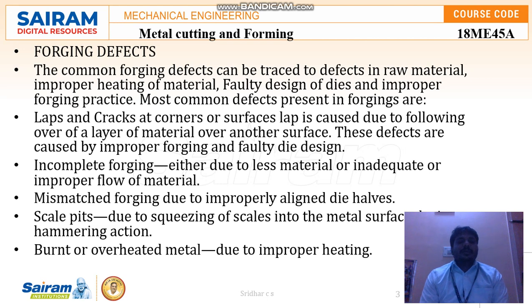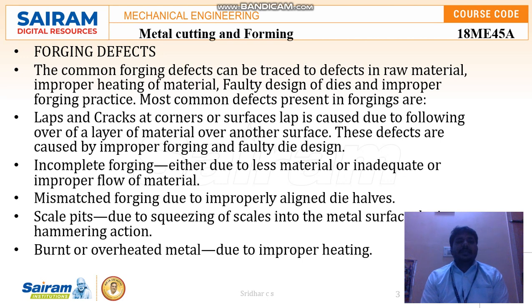Coming to the next one, forging defects. What are the major defects during forging? As we know, the material is heated to the recrystallization temperature, and then we apply compressive forces on the material in order to get a desired shape, size, or structure. That is how forging takes place to get the required shape. Now we're going to discuss the forging defects. The most common forging defects can be traced to defects in the raw material.